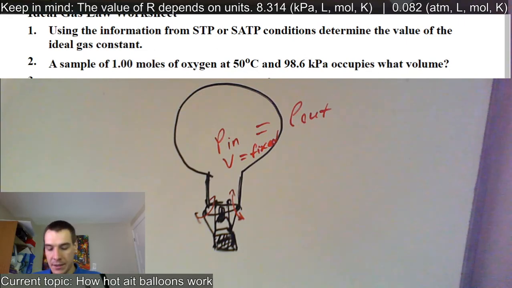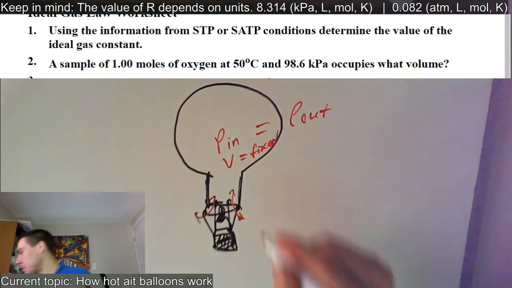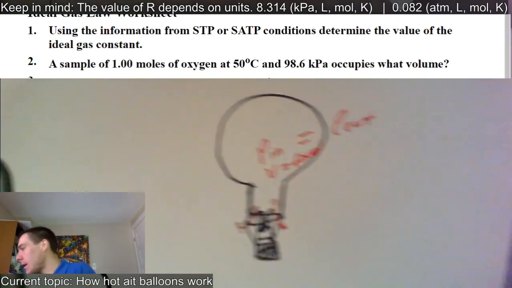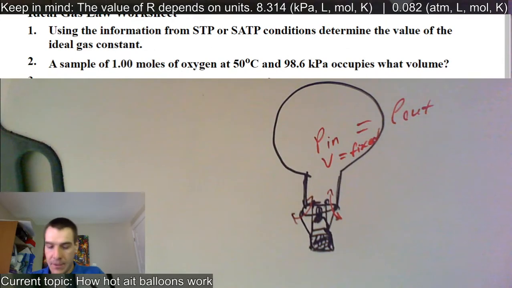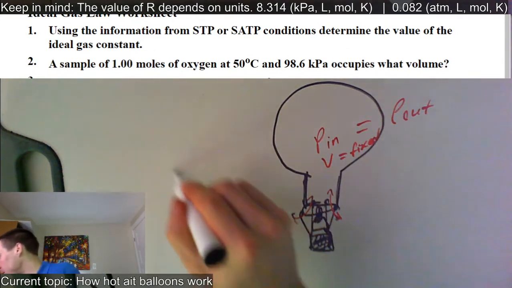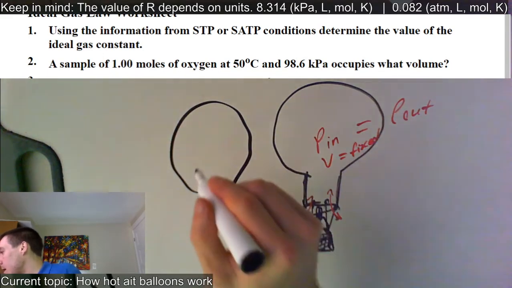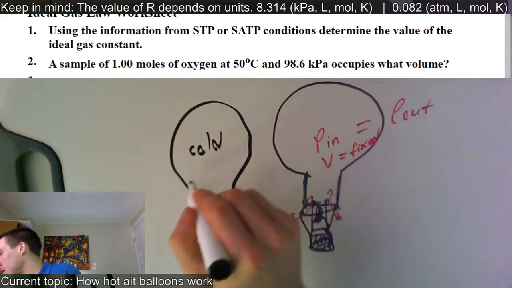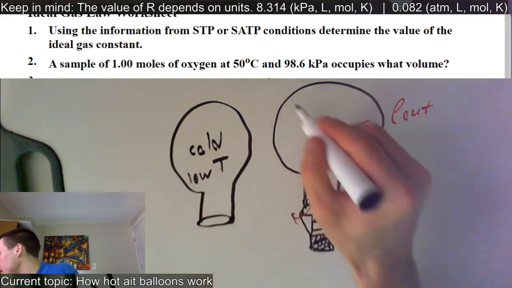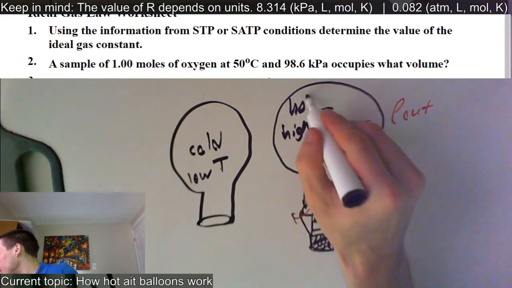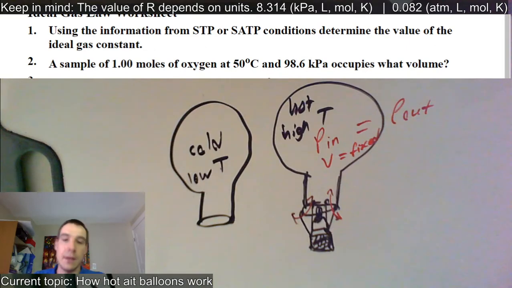So what happens here with the temperature? What actually happens here between cold and hot? I'll do another diagram of a hot air balloon. If it's cold, it's low temperature. If it's hot, it's high temperature. Hot is high temperature, cold is low temperature.